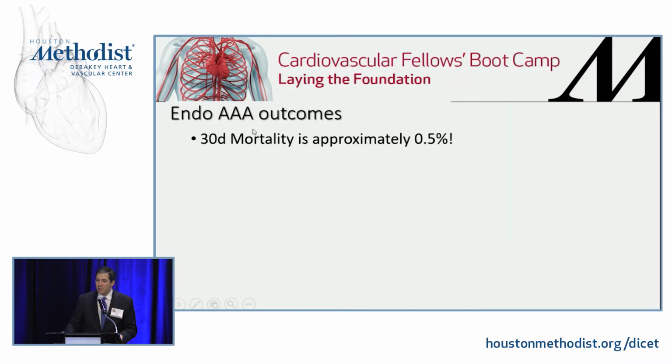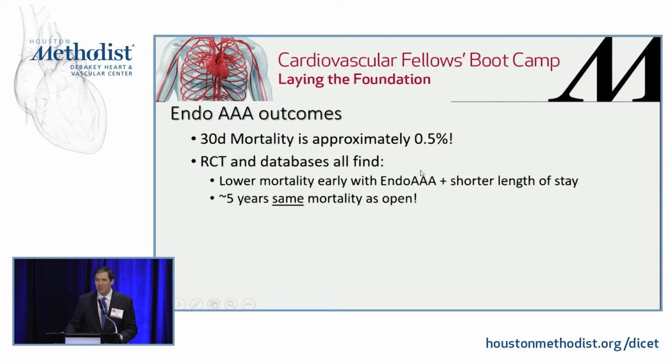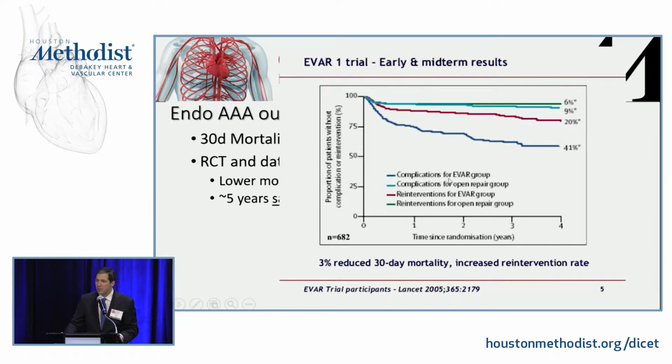So interestingly, if you look at the 30-day mortality of doing an EVAR, it's negligible. It's less than 1%, 0.5%. Nobody dies from an EVAR, as long as you follow the IFU. However, randomized controlled trials will show that this lower mortality that you find early with endografts, and they also have shorter length of stay, interestingly, after 5 years starts to disappear. So if you look at these 2 bottom lines, this is the likelihood of somebody having some degree of complication that includes endoleaks over a 4 to 5 year period is about 40%.